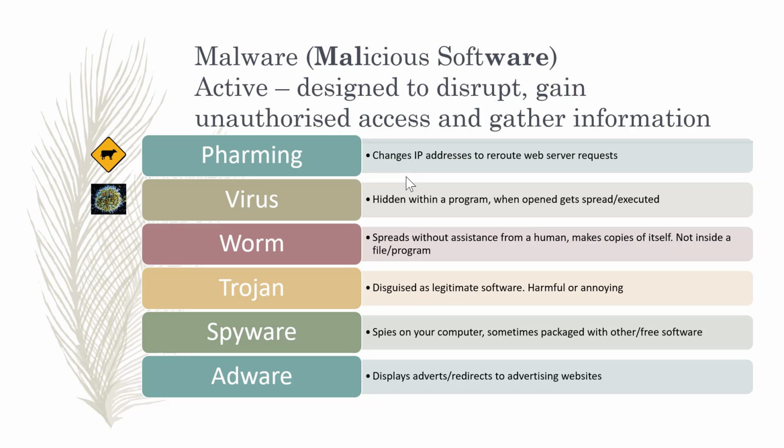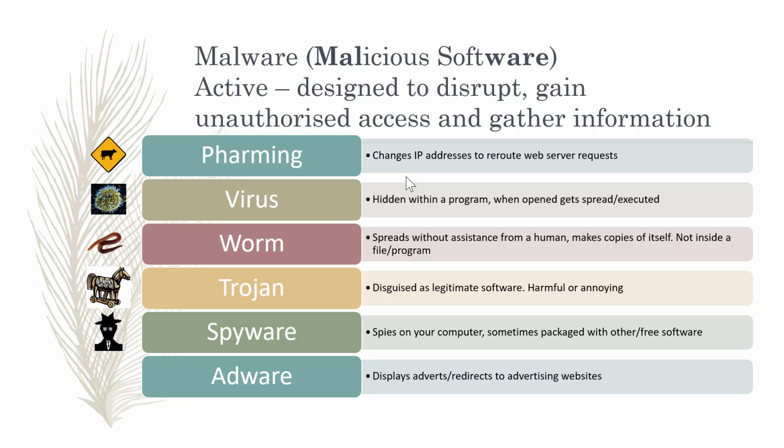Now, a worm, it's got some similarities to a virus, but it doesn't actually occur within a program. It is a separate entity, it's its own thing, and it spreads without any assistance from a human. It makes copies of itself, and it can completely decimate your computer, the network, everything like that. Now, Trojan, so Trojan horse, potentially you'll know the story from classics, but it's disguised as legitimate software. But it can be harmful, so it could be malicious software, or it could just be annoying.